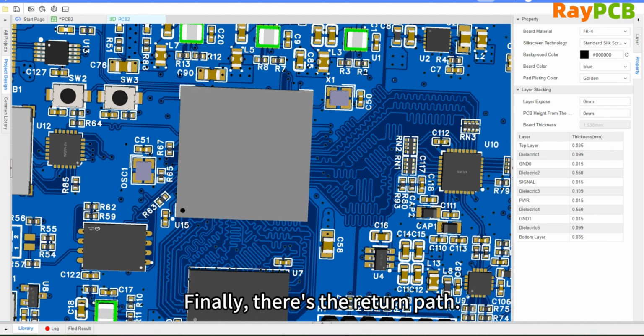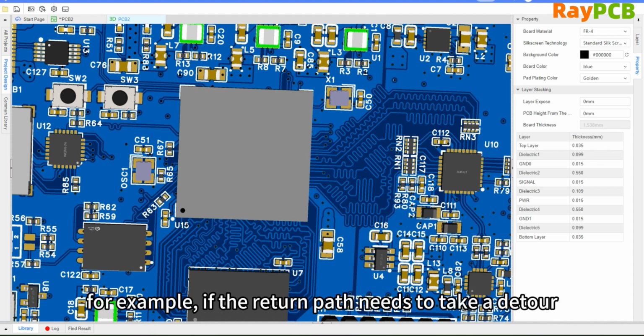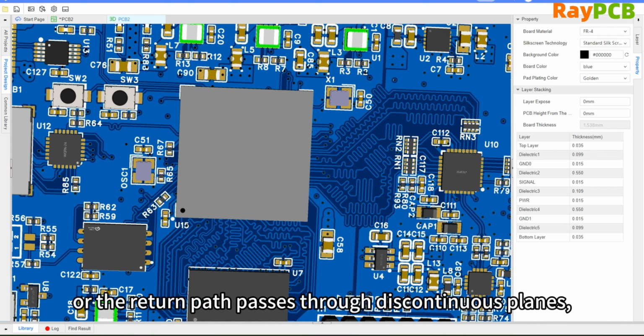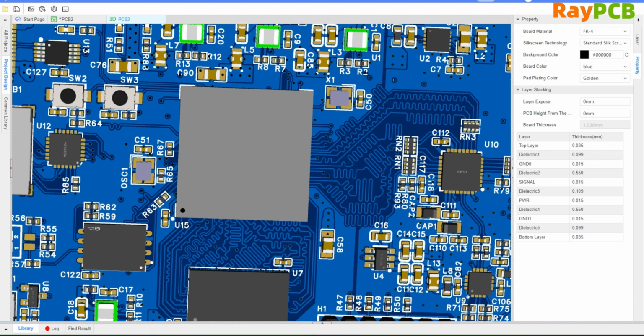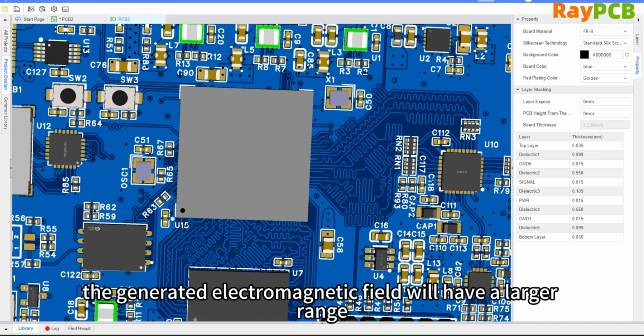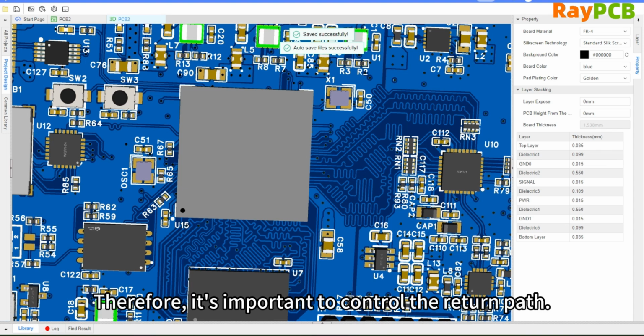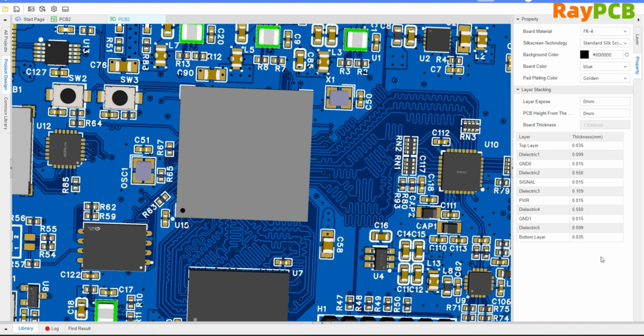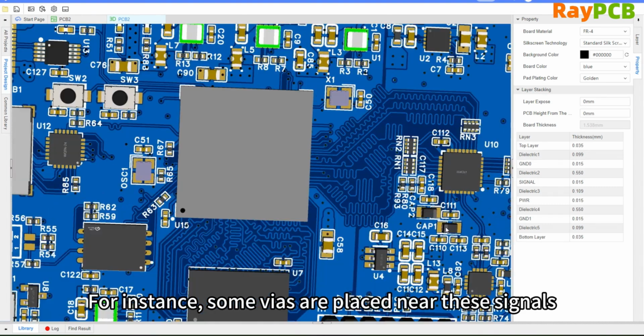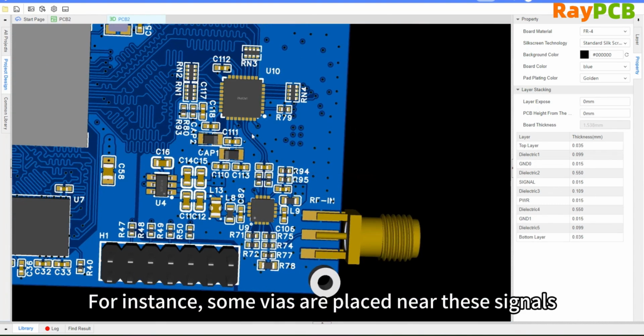Next is the return path. If the signal's return path is not ideal, for example if the return path needs to detour or the return path's plane is discontinuous, the resulting electromagnetic field will cover a larger area and is more likely to couple to adjacent layers. Therefore, it's important to keep it as close as possible so that all return currents flow back properly. For signals like these, vias are placed nearby.